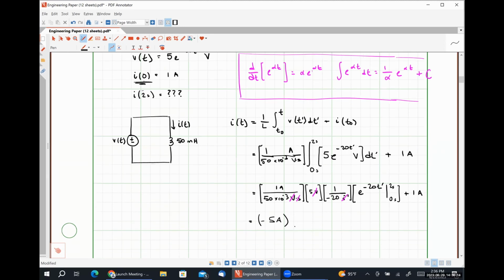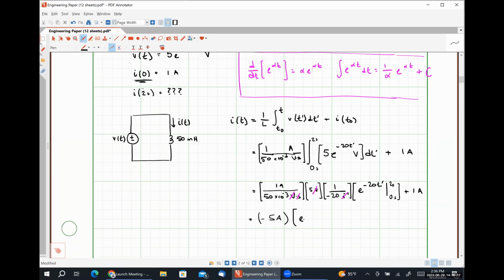This is being multiplied by e to the minus 20 times 2, which would be e to the minus 40, minus e to the 0, which is just 1, plus 1 amp. And so let me throw that in my calculator. So e to the minus 40 is going to be a really small number. I wind up getting 6 amps because e to the minus 40 is so small that it's effectively 0.